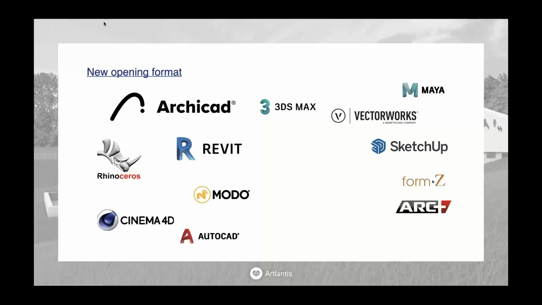And now, starting with version 2021, it also integrates the IFC format. It can now directly open IFC 2x3 and IFC 4, the latest one. What does this new format mean for Artlantis? First of all, it means that it's open to more BIM applications.